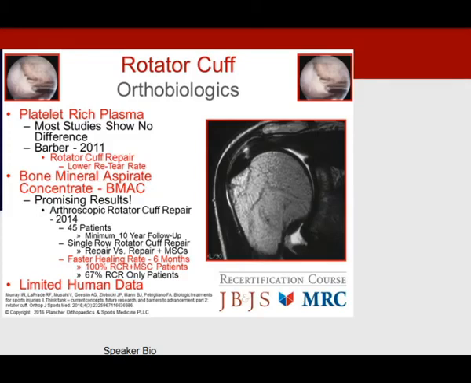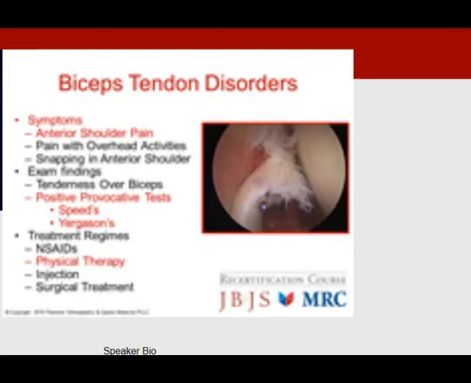Orthobiologics are current, and most studies in the shoulder for platelet-rich plasma show no difference, except one down in 2011 showing a lower re-tear rate. Adding bone marrow aspirate or mesenchymal cells in studies most recently did show a faster healing rate than just a rotator cuff repair alone, but it's limited in human data.